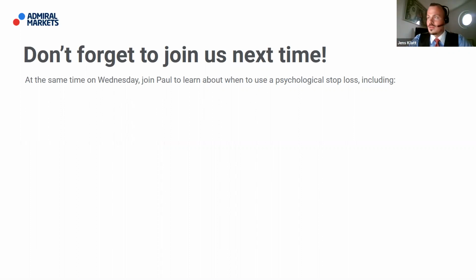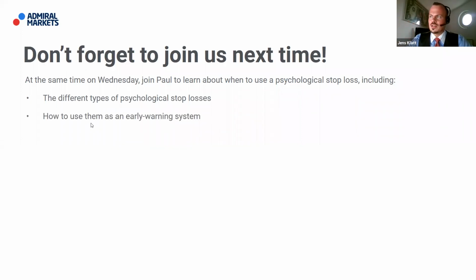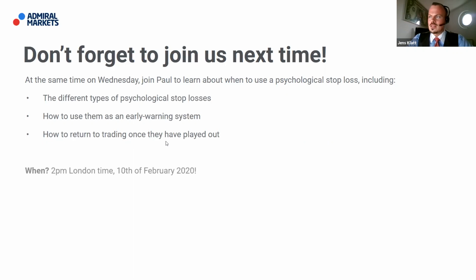On Monday, sorry, not on Wednesday, on Monday, Paul will guide you through psychological stop losses. A psychological stop loss is one you don't set within your trading strategy, but have in your mind. We'll cover the different types of psychological stop losses, how to use them as an early warning system, and also how to return to trading once they have played out. The time is 2 p.m. London, Monday, the 10th of February.